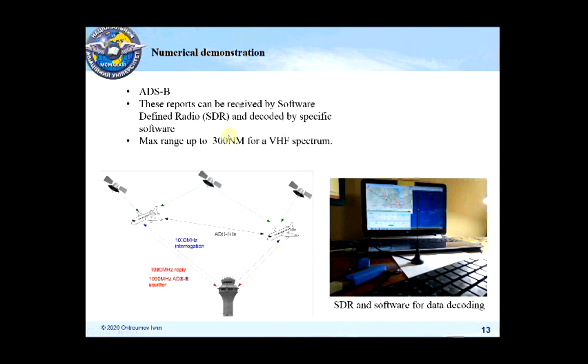This data transmission uses a very high frequency spectrum, and it means that in most cases we can receive the data from airspace users at a maximum range of up to 300 nautical miles. That's why we can cover maybe a small part, about half, of our Ukrainian airspace.